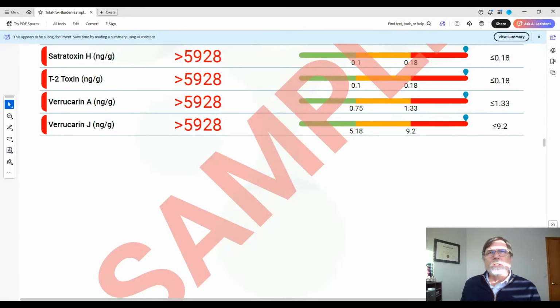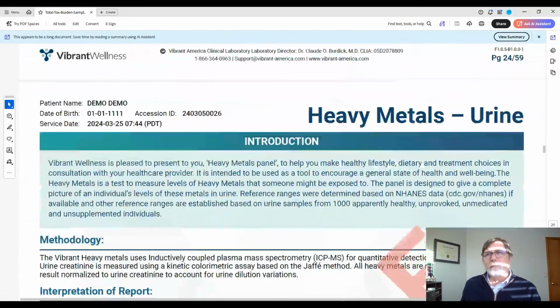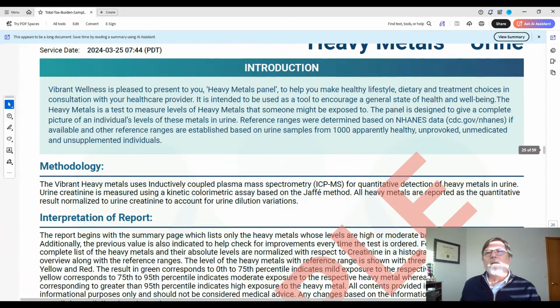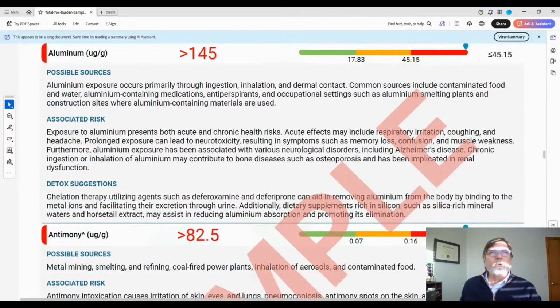Next on the total toxic burden is heavy metals. So here's the heavy metals. And again, because this is a demo of everything high, it's going to show in the summary every single thing on the panel. But again, it shows us in the summary possible sources. So aluminum exposure occurs primarily through ingestion, inhalation, and dermal contact. Common sources include contaminated food and water, aluminum containing medications, antiperspirants, and occupational exposure such as aluminum smelting plants and construction sites where aluminum containing metals or materials are being used.